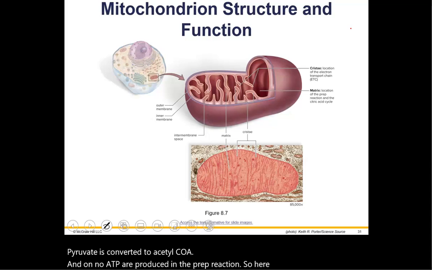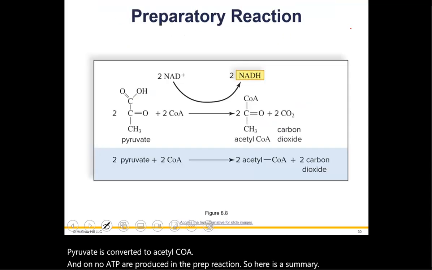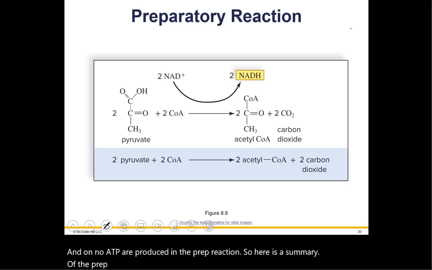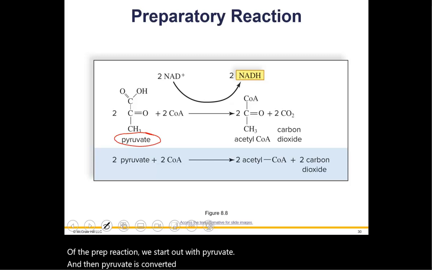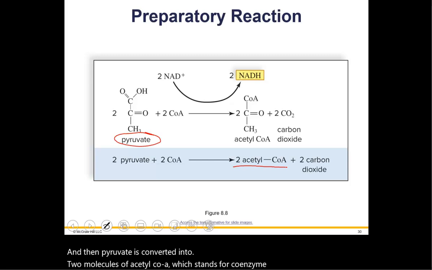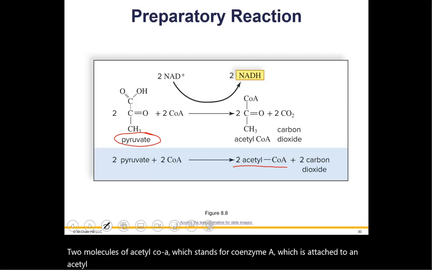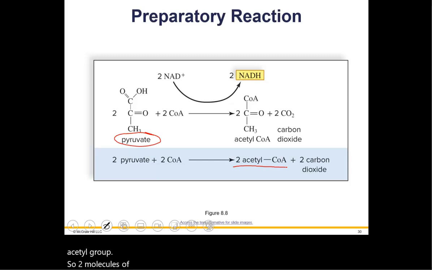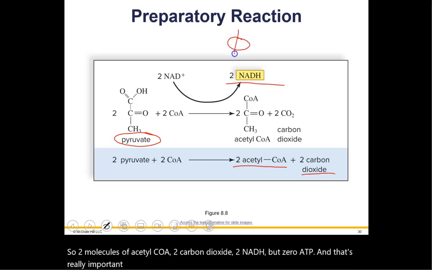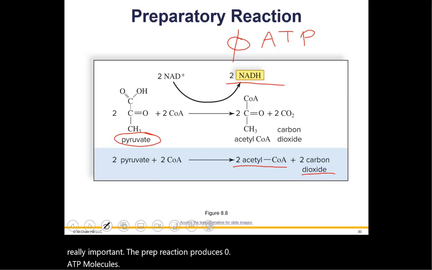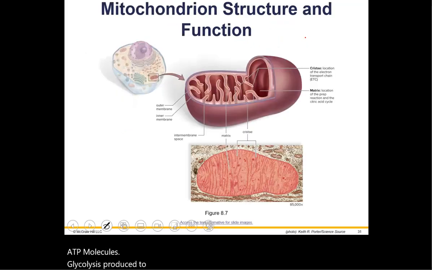So here is a summary of the prep reaction. We start out with pyruvate, and then pyruvate is converted into 2 molecules of acetyl-CoA, which stands for coenzyme A, which is attached to an acetyl group. So 2 molecules of acetyl-CoA, 2 carbon dioxide, 2 NADH, but 0 ATP, and that's really important. The prep reaction produces 0 ATP molecules. Glycolysis produced 2. The prep reaction produces 0.